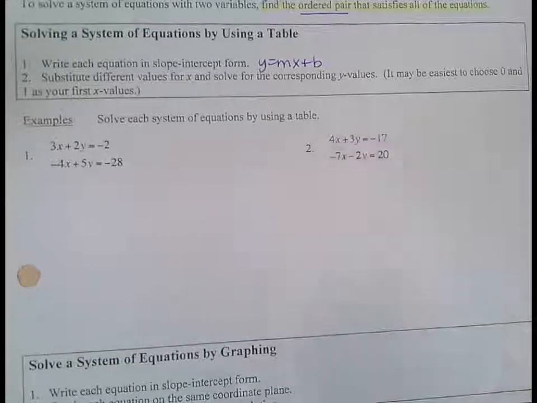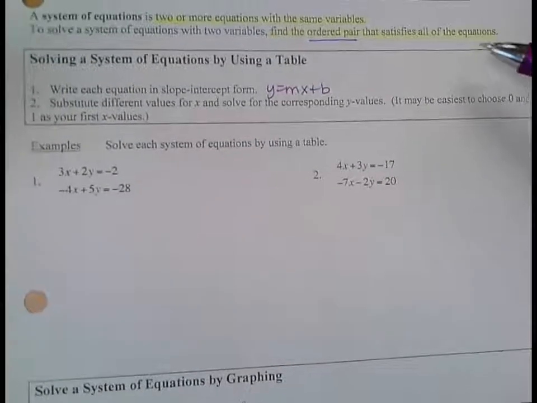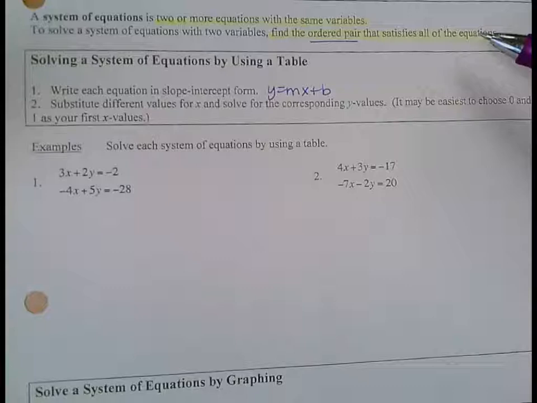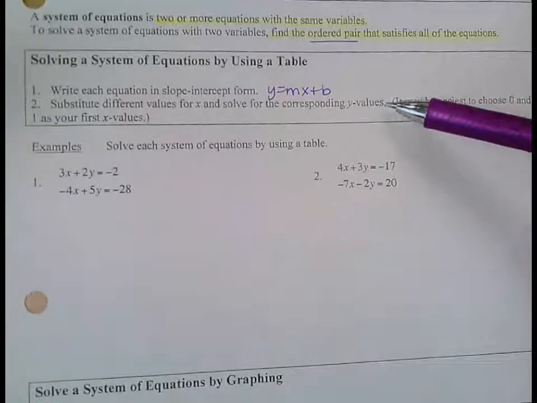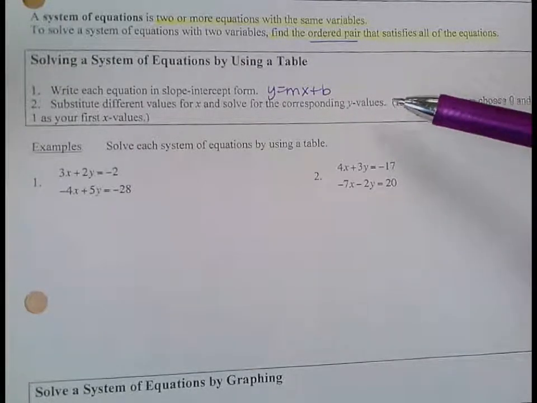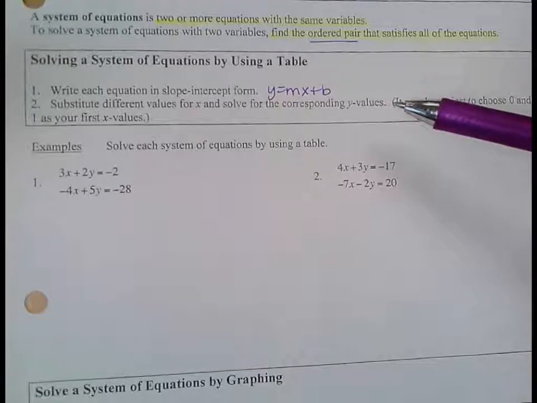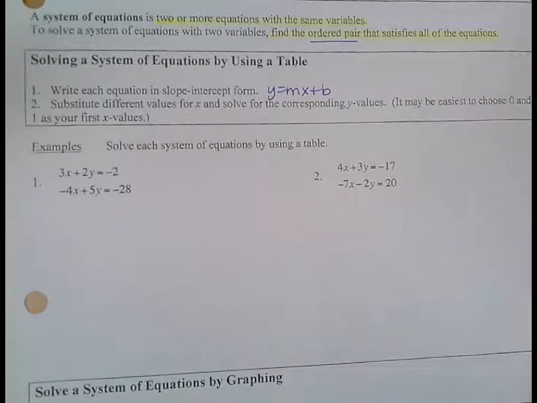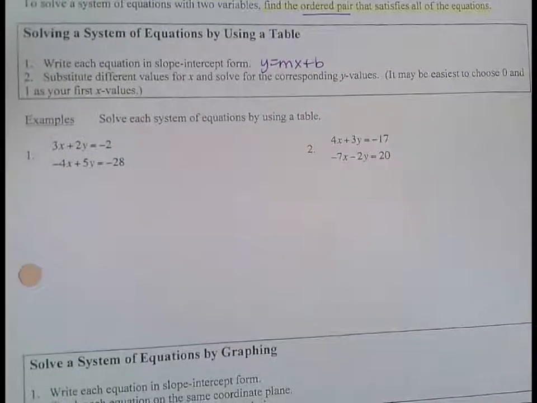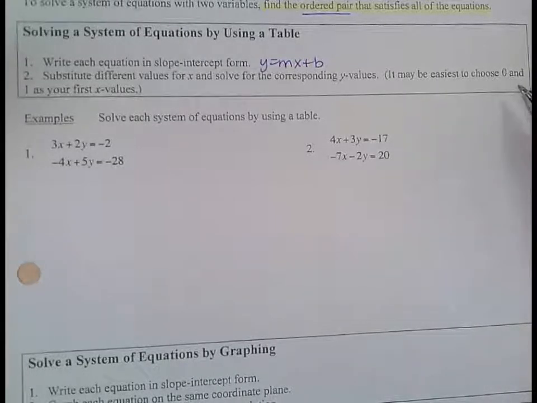substitute different values in for x in step 2 here, and solve for the corresponding y values. And because you're trying to find the ordered pair that satisfies all of the equations, you're looking for the x value that you substitute in where then your 2 y values are the same. And then you're going to write your answer as an ordered pair. So it's finding that ordered pair just by looking at a table, not by actually putting it on a graph. And I did give a hint it might be easiest if the first x values you substitute in are 0 and then 1, since those are typically the easiest values to substitute in.